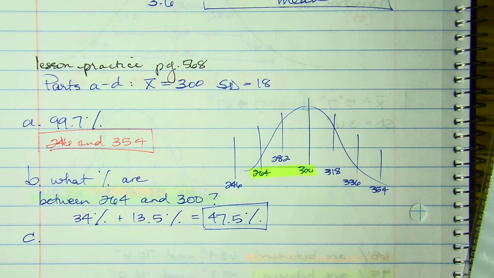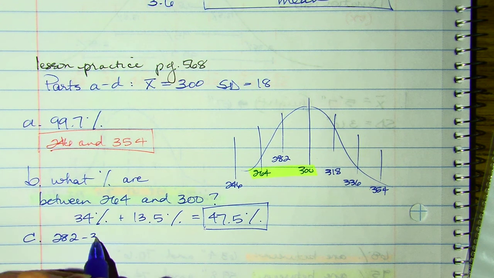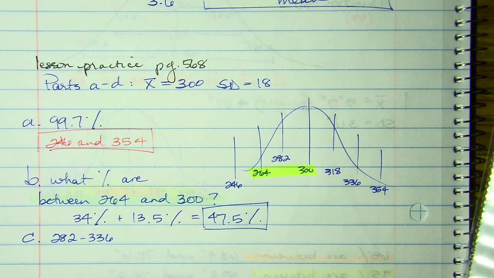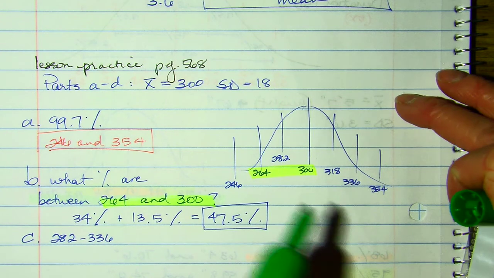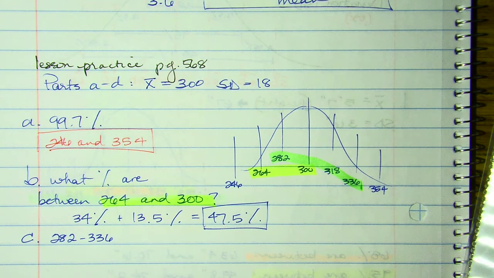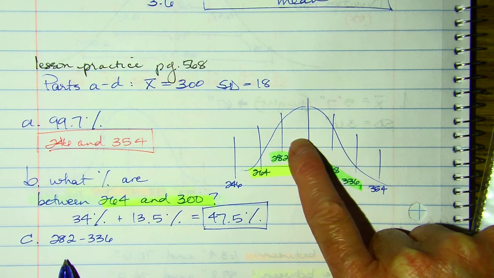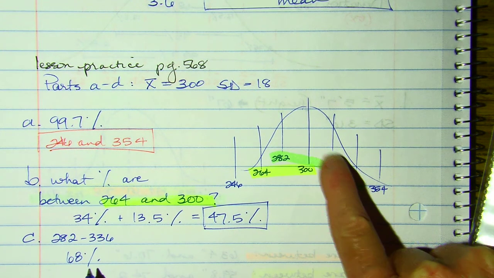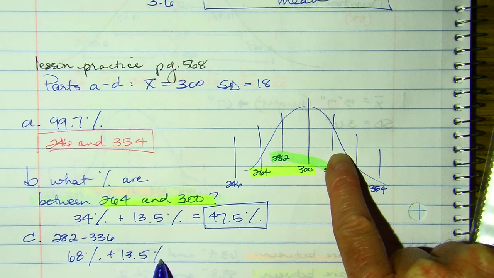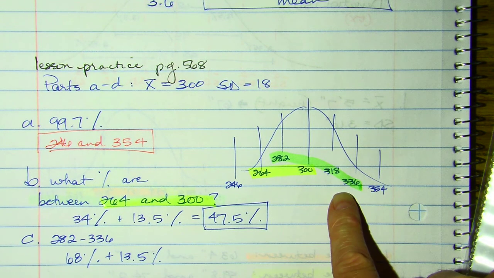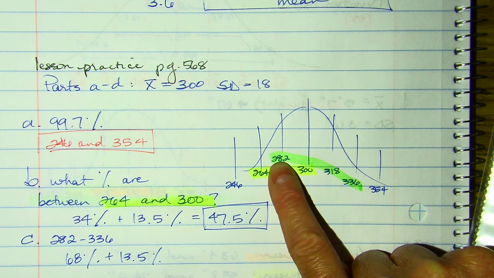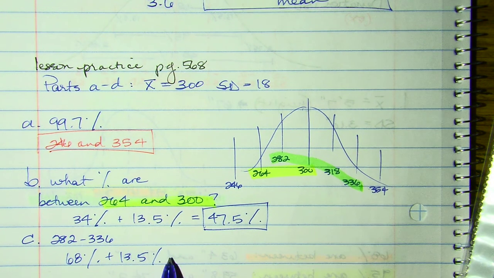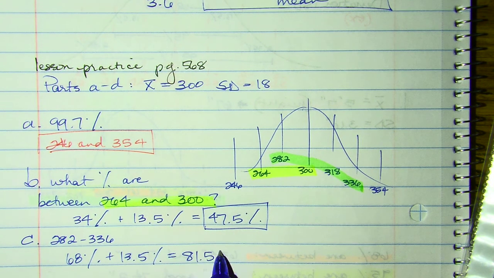Part C asked what percent is between 282 and 336. So that would be the 68% in the middle plus 13.5%. Wait, 282 to 336. Oh yeah, that's it. And that would give me 81.5%.